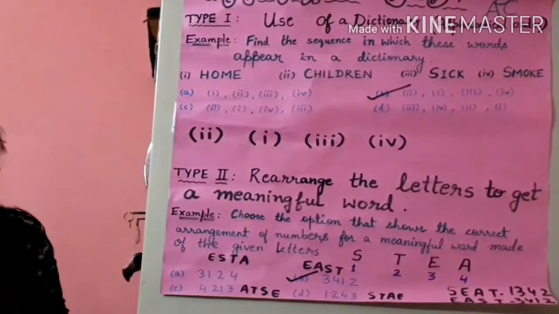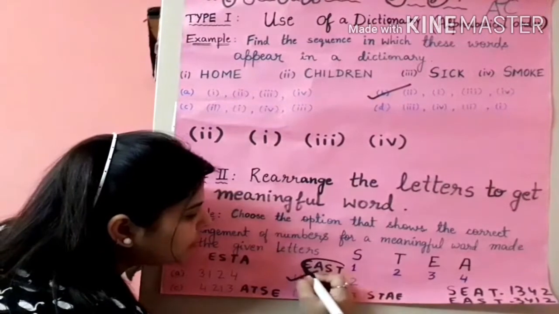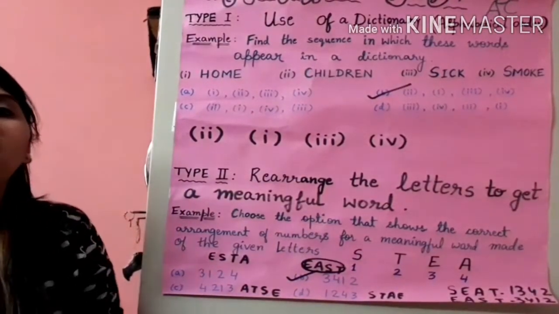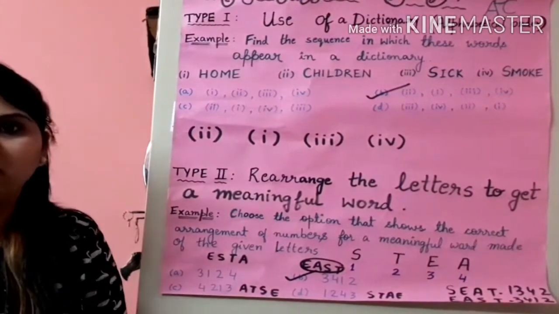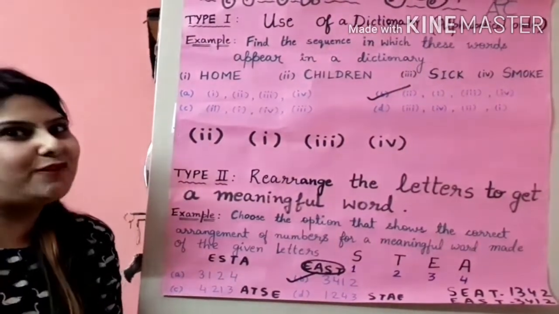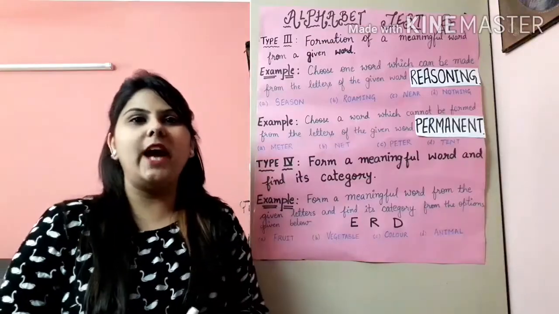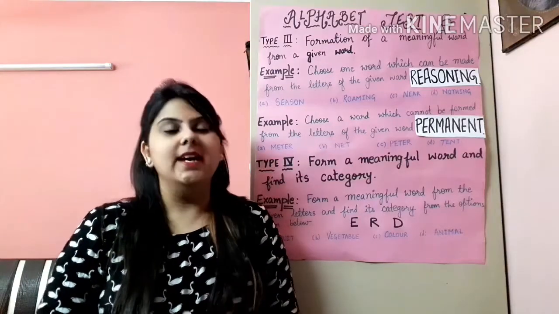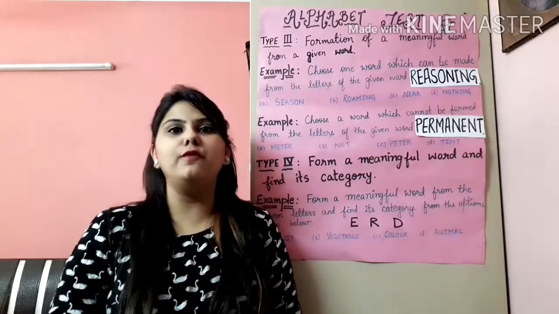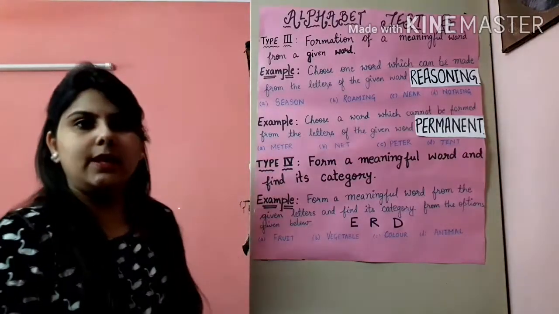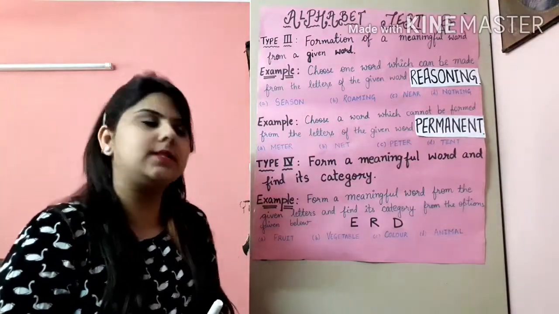So what is my correct option? Because EAST was the correct one, this option is correct. So this is another way of solving this question. Whichever method you find easy, you can go for that method. Now the next one we have in store is type 3. Type 3 says that you have to form a meaningful word from the given word. So now let's see what type of question falls in this category.